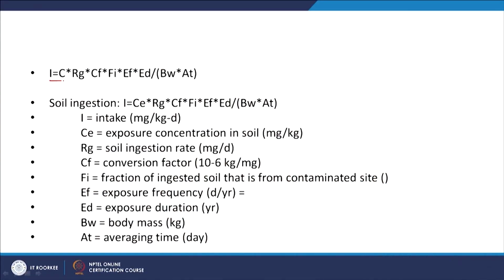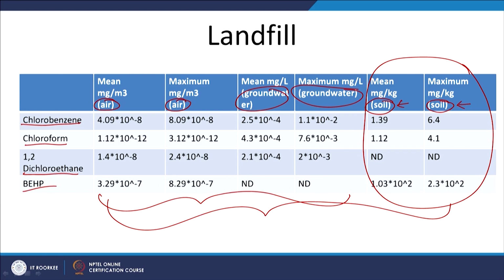So, moving on, what do I need to do? I need to come up with the relevant formula for soil ingestion. As I mentioned, it is slightly different from the generic formula, right. Here we have different variables, and again these are formulae that are going to be given out. Here we have intake, which is what we are going to calculate, both the average and maximum. Ce is the exposure concentration in the soil, milligram per kg, which is what we already have out here, the mean and maximum. We are going to consider both.